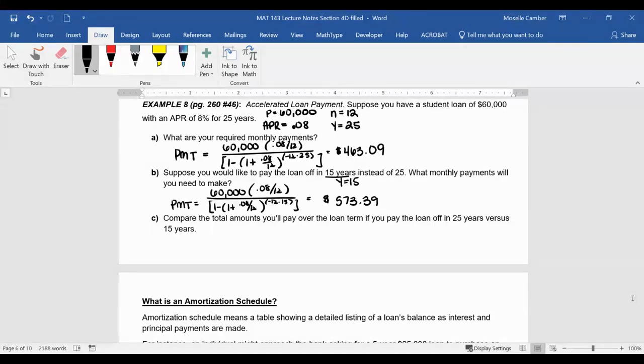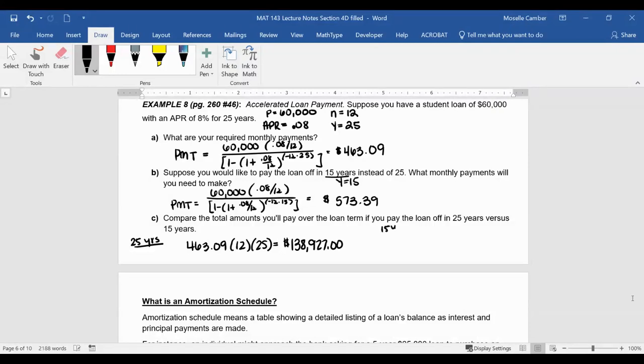So now let's compare the total amounts you pay over the loan term if you pay it off in 25 years versus 15 years. So if you can afford that $573, would it be worth it? So if you paid it off in 25 years, how much would you end up paying? So you're paying $463.09 each month, 12 times a year for 25 years. So you'd end up paying back $138,927 even.